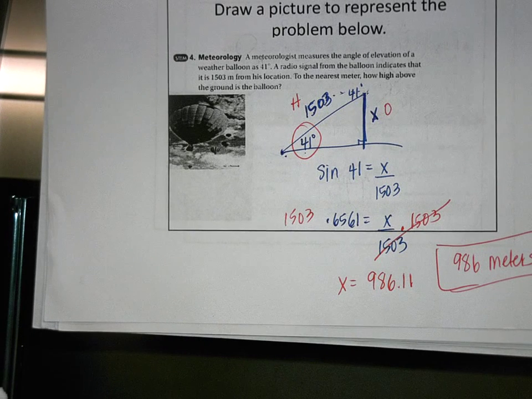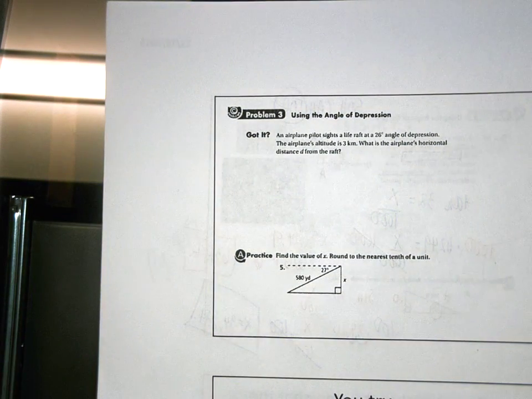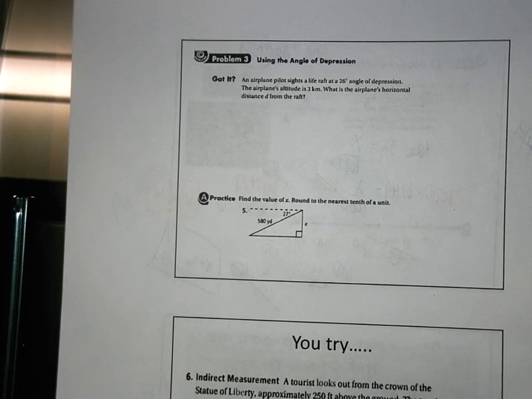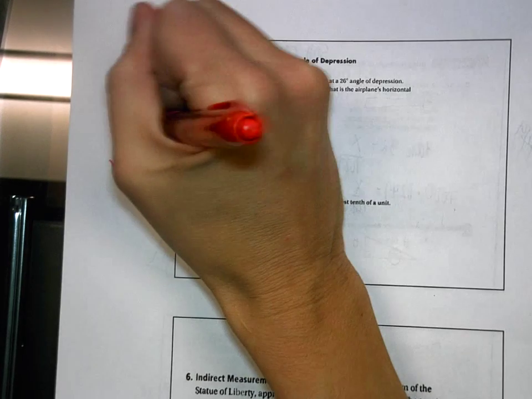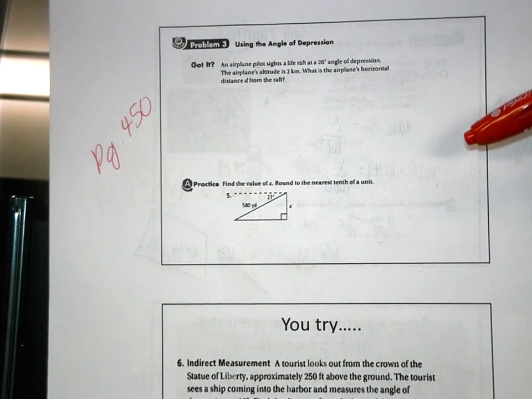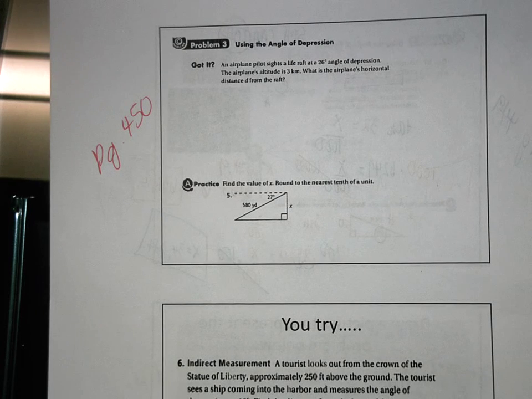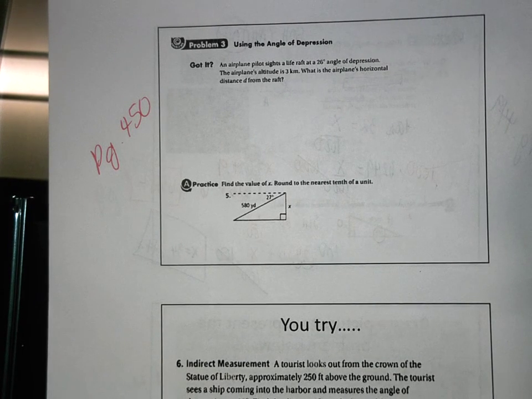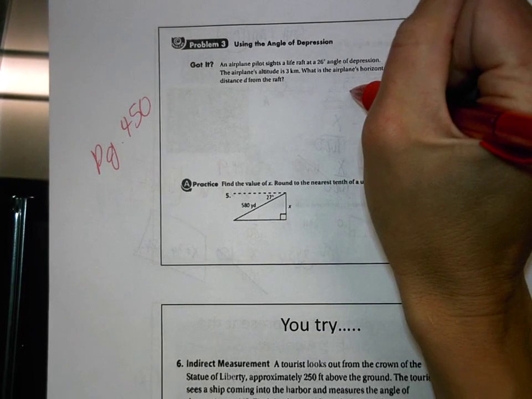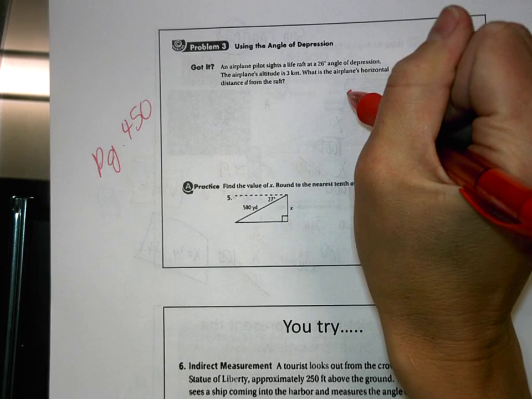Okay. All right. Any questions? Okay. Turn to page 450. So this other one, they were talking about angle of elevation. This one, they are talking about angle of depression. Let's try to draw a picture that makes sense. An airplane pilot sights a life raft at a 26-degree angle of depression. So we have an airplane in the sky. You can decide how you draw this. It can go either way.